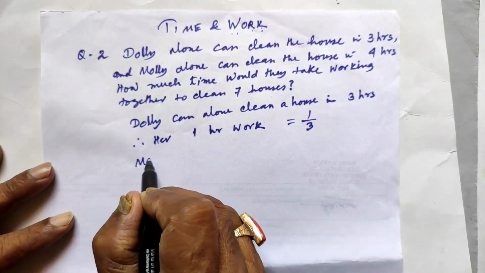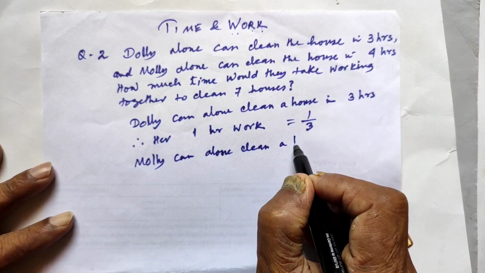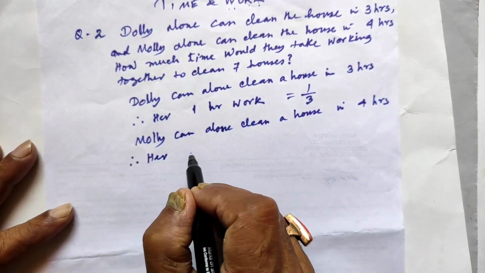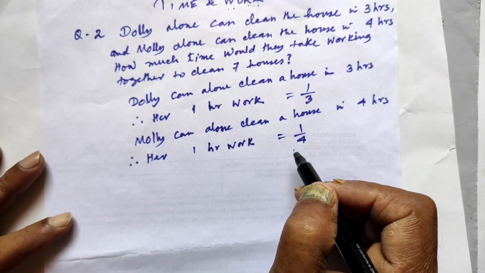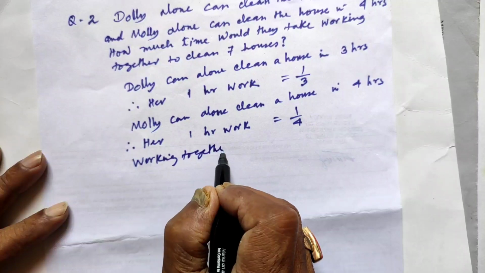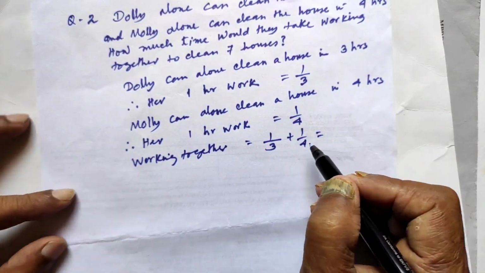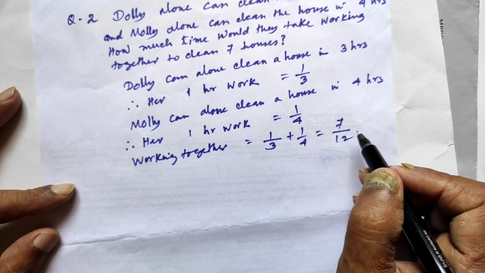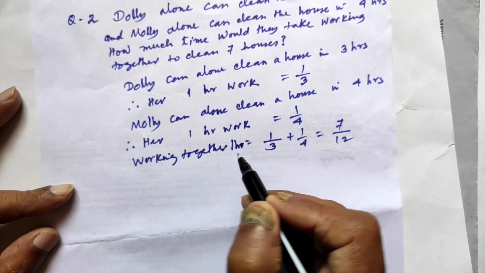Again, Molly can alone clean a house in 4 hours. All right. So therefore her 1 hour work to clean the house equals to 1 by 4. All right. So when they work together, what is going to happen? So over here 1 by 3 plus 1 by 4. Okay. So here if you take the LCM, you find that LCM is 12 and 4 and 3 is 7. So this part is your 1 hour, remember this is 1 hour. Okay, 1 hour of work.